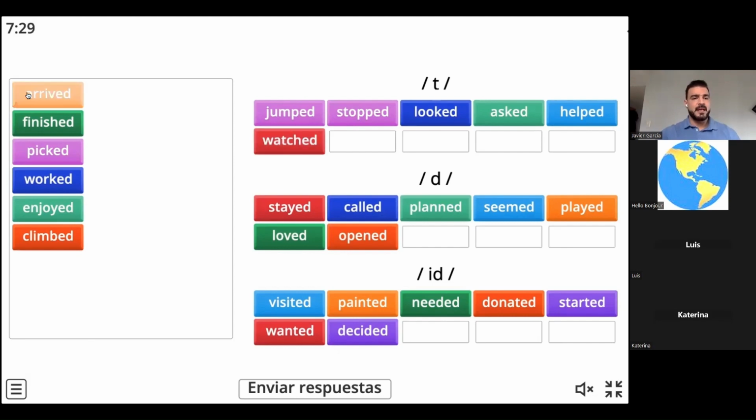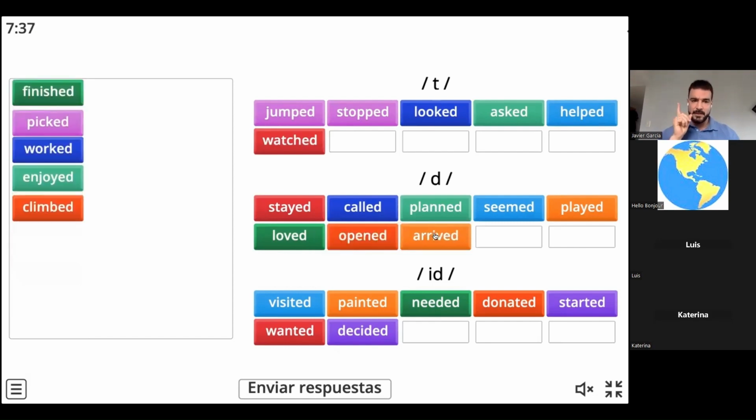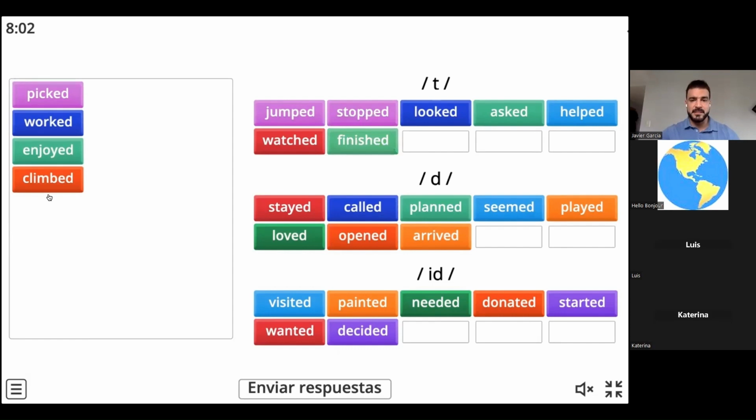Okay? Here has the sound of the V, arrived. Very good. Arrived with the D sound, correct? Arrived. Here, remember this sound that we were practicing before in the explanation, right? The SH, like you're trying to make somebody be quiet, right? Finished. Yes. Where do I put finished? Help me. Yes, in the T. That's correct. In the T. Okay, good.